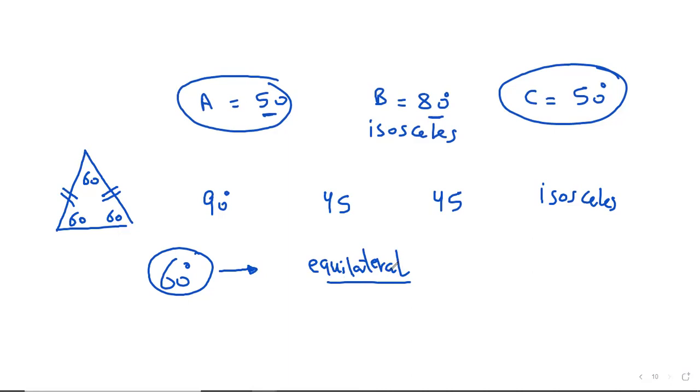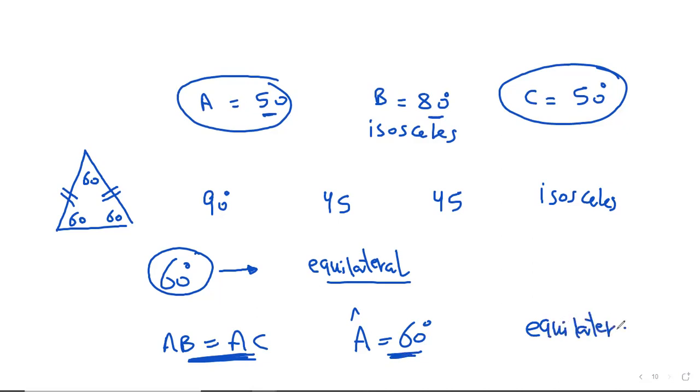ABC is a triangle in which AB equals AC, and measure of angle A is 60. So this triangle is isosceles triangle. We have two equal sides, and we have an angle of size 60. So the triangle is going to be equilateral triangle.